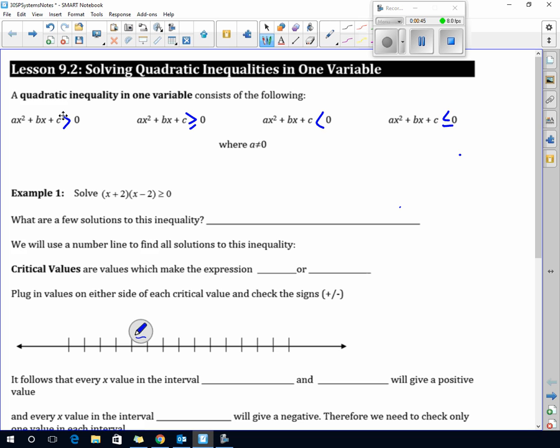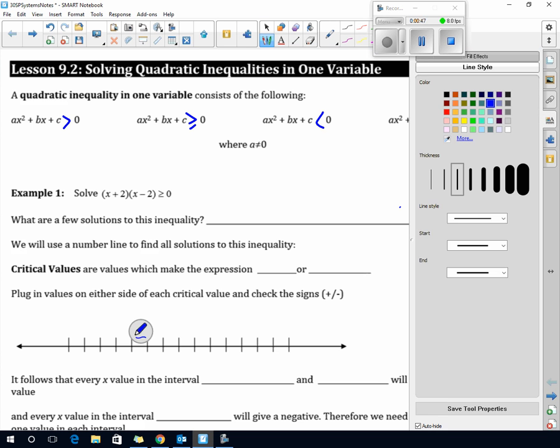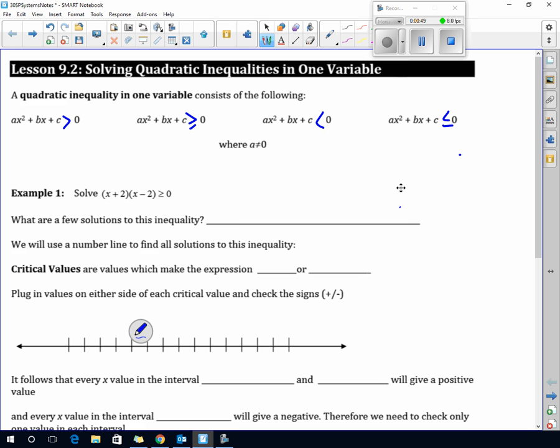Not just because it just can't. What happens if a is 0? Then what would you have? You would have bx plus c, and what is that? A line. That's right. Okay. Solve (x plus 2)(x minus 2) is greater than or equal to 0.